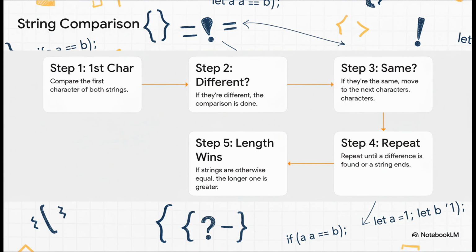So here's how it goes down. When JavaScript sees 2 and 12, it starts with the very first character of each. It sees a 2 and it sees a 1. And right there, the comparison is over. Since the character 2 comes after the character 1, JavaScript just declares 2 as the winner and doesn't even bother looking at the second character in 12. It's a totally logical process for a computer, but for us humans thinking in numbers, it feels completely backward.